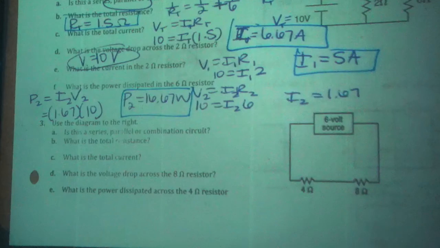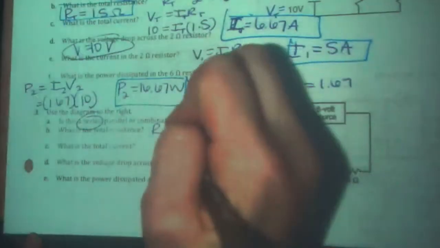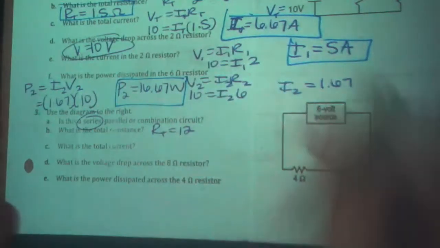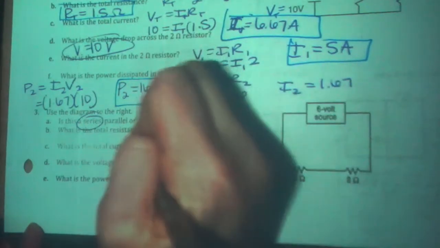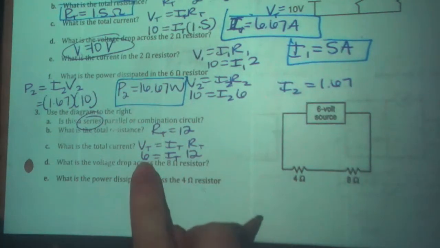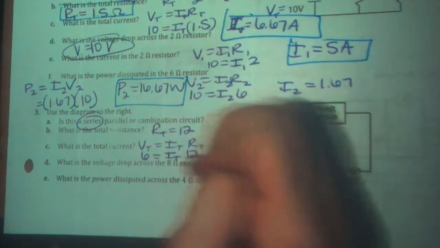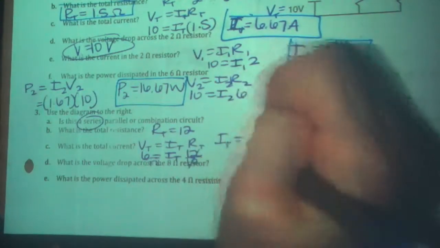Next one is a series circuit. Total resistance, you just add up. So 4 plus 8 is going to give me a total resistance of 12. Total current, you plug in V equals IR. Total voltage is 6, looking for I total, and total resistance is 12. When we're dividing over, we divide by 12, so you should be getting I total is 0.5 amps.